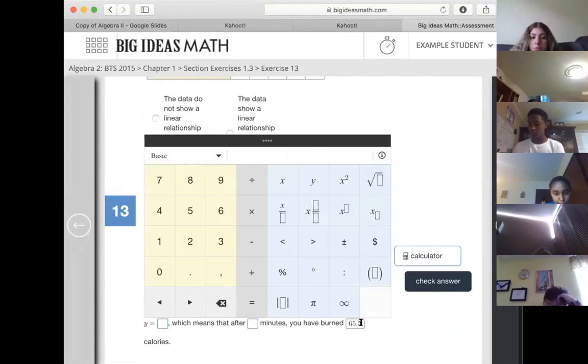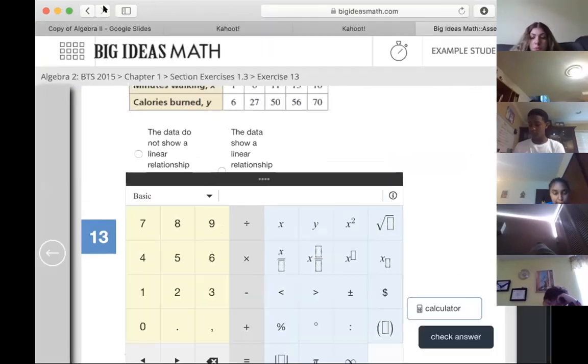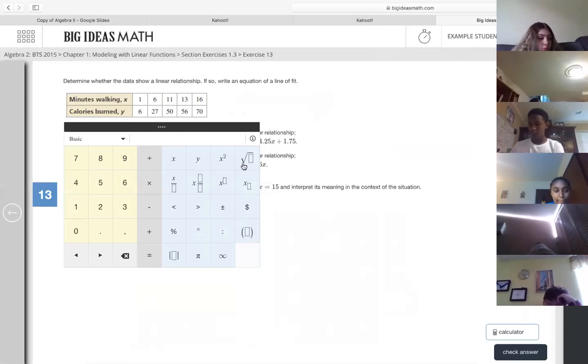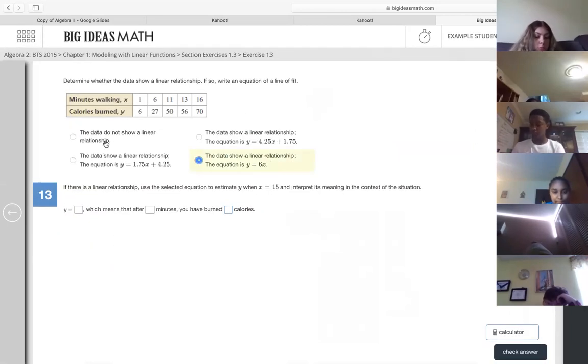Okay. Actually, it's not that bad. I'm not a big fan of how they phrase it, but once you kind of get the hang of it, it's not super hard. So what did you get for the first part? Like, which equation did you choose? I think I put y equals 4.25. I think so. I can't remember. That sounds right to me. Okay, so that's good. So in the second part, if there's a linear relationship, use the selected equation to estimate y when x equals 15 and interpret its meaning in the context of the situation.